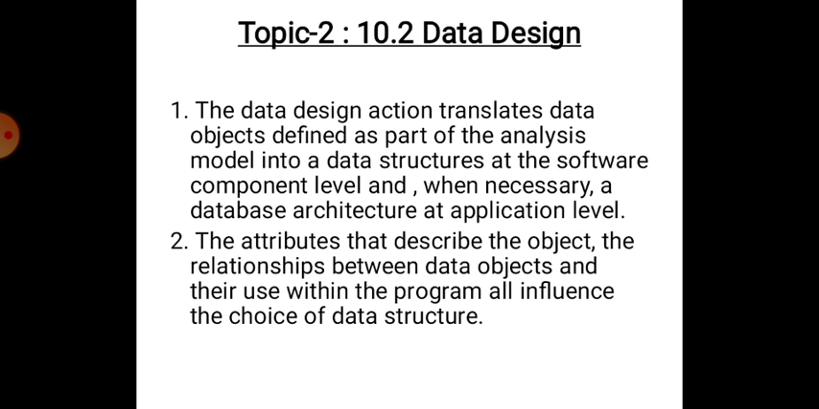So data design action translates the objects defined as a part of the analysis model into a data structure at the software component level. Point number 2. The attributes that describe the object, the relationship between the data objects and their use within the program all influence the choice of the data structure. So the choice of the data structure should be a well-studied one. It should consider various data objects and how they are going to be interacting within a program.